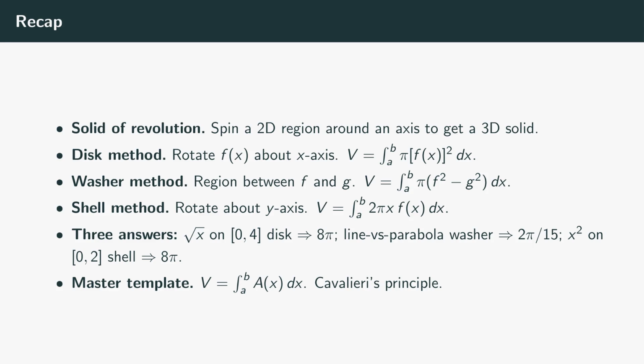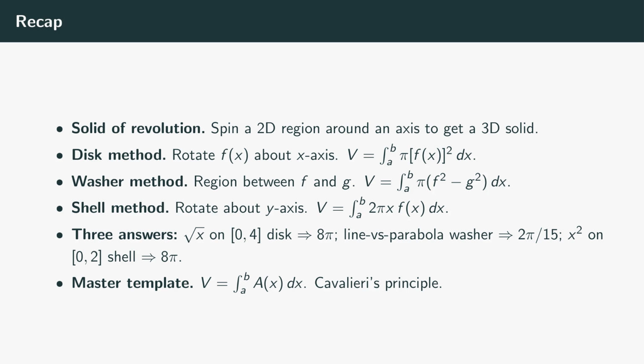Recap. Solid of revolution: rotate a 2D region around an axis to produce a 3D solid. Volume by slicing. Disk method. Region under y equals f of x on the interval from a to b, rotated about the x-axis. Cross-sections perpendicular to the axis are disks of radius f of x. Volume is the integral from a to b of pi times f of x squared dx. Worked example, y equals the square root of x on the interval from 0 to 4, rotated, gives 8 pi.